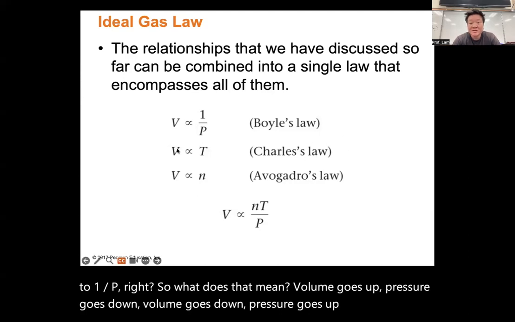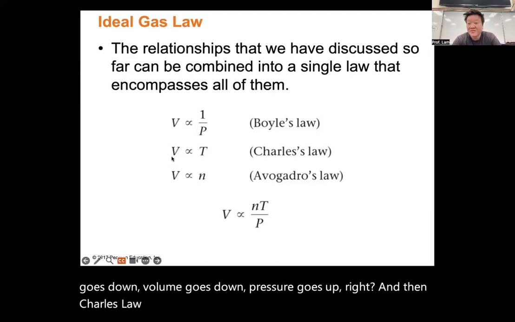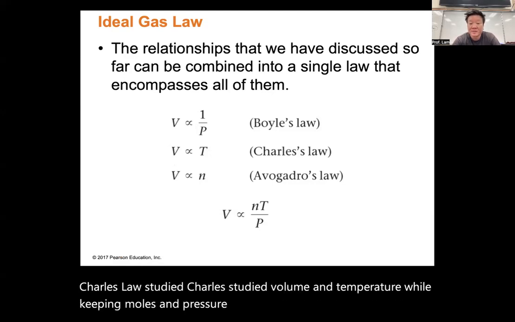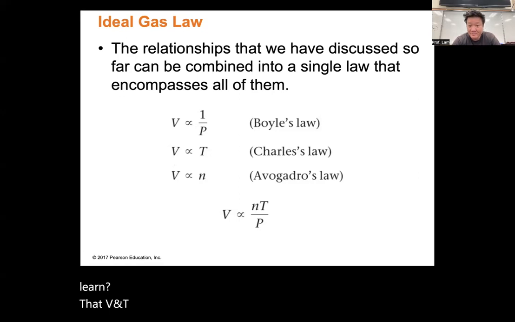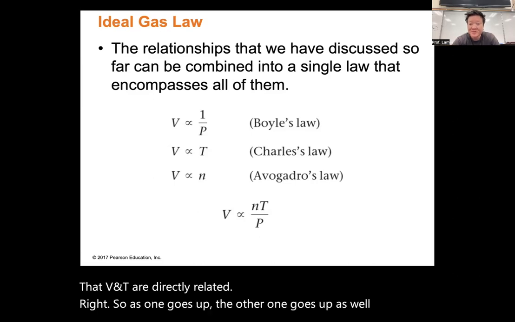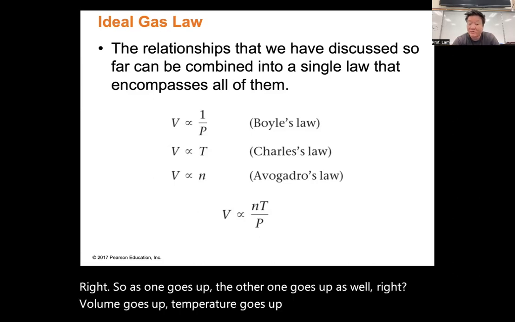And then Charles studied volume and temperature while keeping moles and pressure constant, right? And what did Charles learn? That V and T are directly related. So as one goes up, the other one goes up as well. Volume goes up, temperature goes up. Volume goes down, temperature goes down.